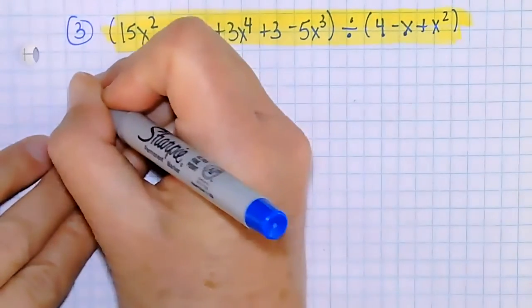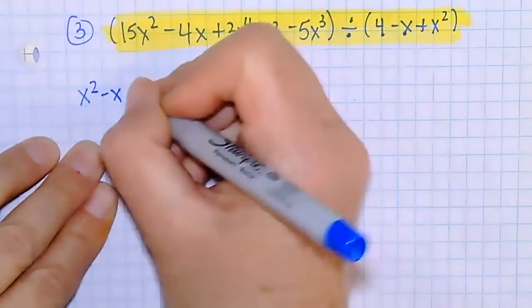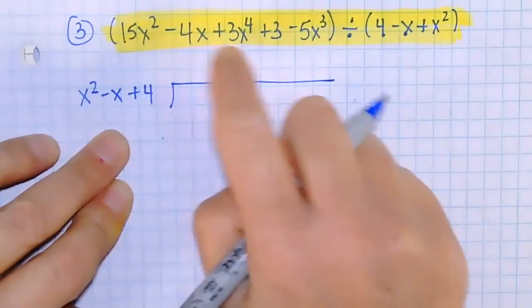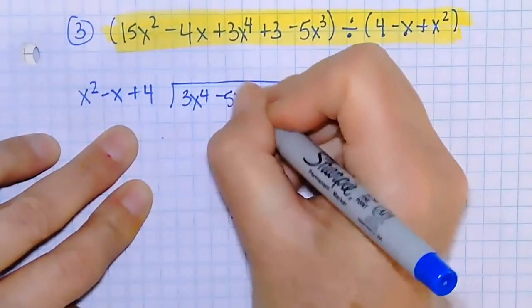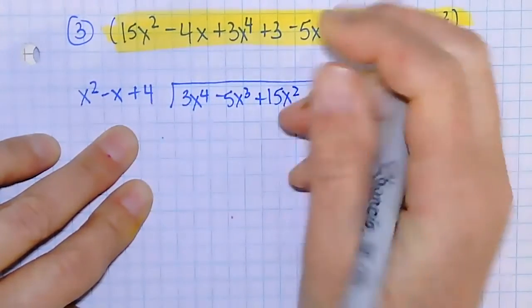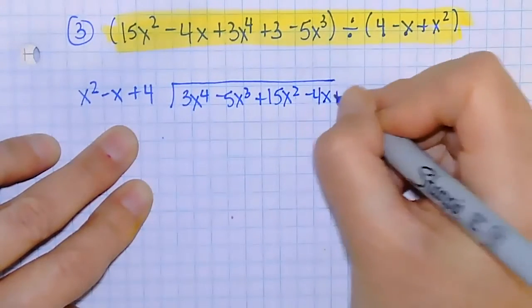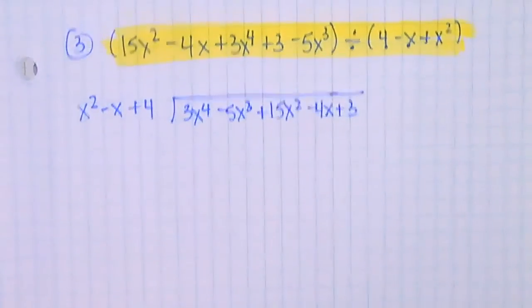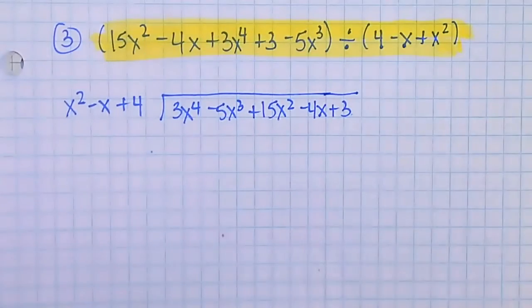So I'm going to start with what I'm dividing by, which is x squared, negative x plus 4, into, and again, I'm going to start with my 3x to the fourth minus 5x to the third plus 15x squared minus 4x and then plus 3. And don't panic because this is an x to the second and you have 3 terms like it's a trinomial, still doing the same thing.